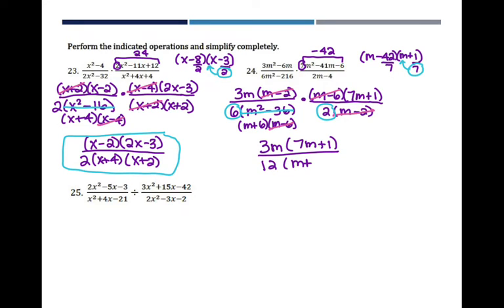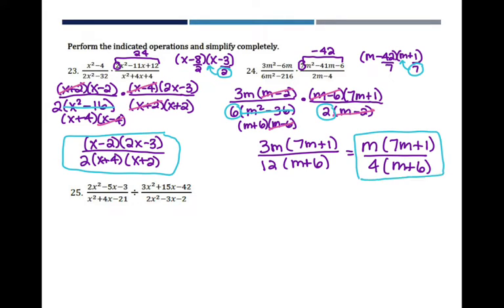with an m plus 6. Now you always want to double check to see that it is fully simplified. So if I look, that 3 over 12 can actually be simplified further. 3 over 12 reduces to 1/4. So I'm just going to have m with 7m plus 1 on top and 4 with m plus 6 on the bottom. So always double check to see if you can simplify further.